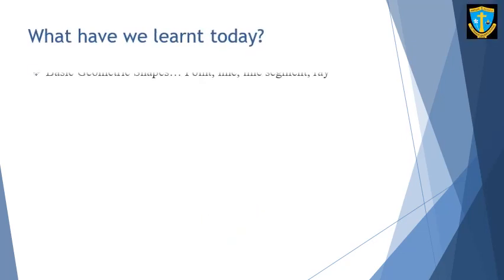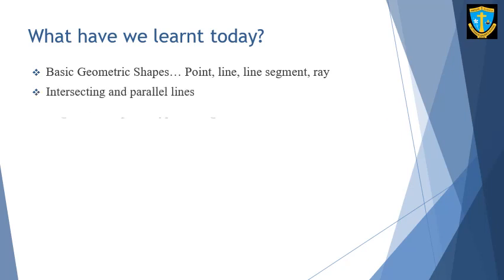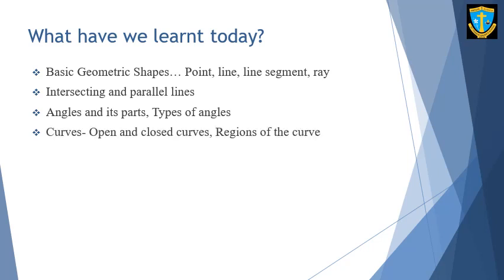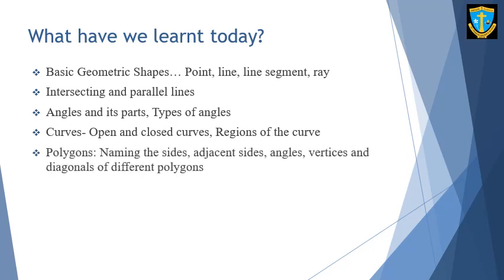What have we learned today? We have learned some basic geometric shapes like point, line, segment and ray, intersecting and parallel lines, angle and its parts, types of angles, curves, open and closed curves and regions of the curve, polygons, naming the sides, adjacent sides, angles, vertices and diagonals of different polygons, circle and its parts.